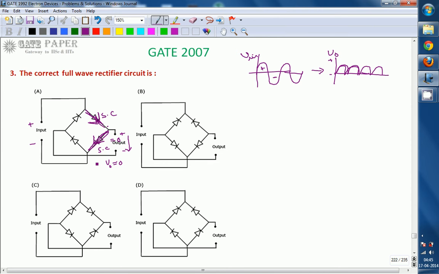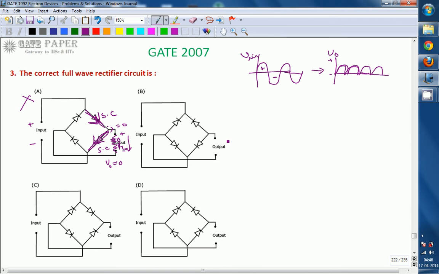Are you understanding this? No current is flowing through the load. Assume there is a load RL present. This is RL. So no current is flowing through this RL. The current flowing through it is 0, so V0 is equal to 0. You are not getting any output, so option A is wrong.